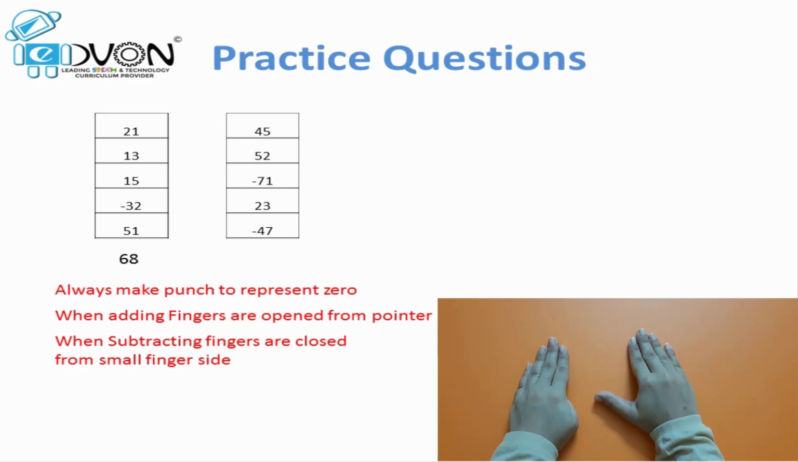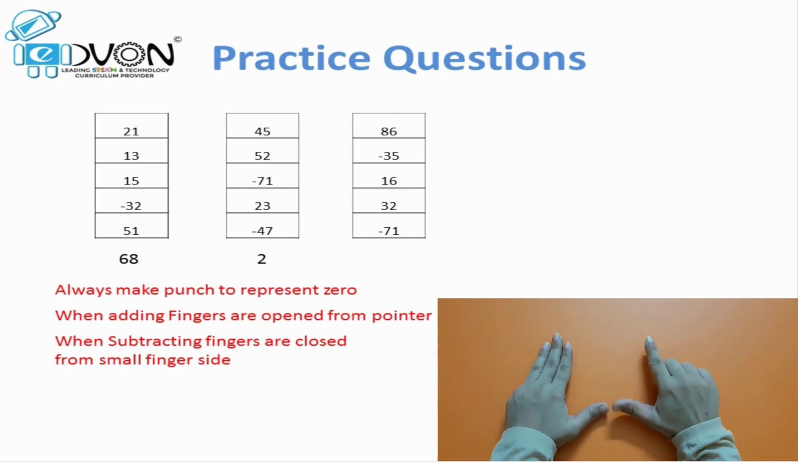Minus 47. We will close 4 fingers from left hand and thumb and 2 fingers from right hand. As a result, we get only 2 fingers on right hand. Make 0 and let's move to next question.